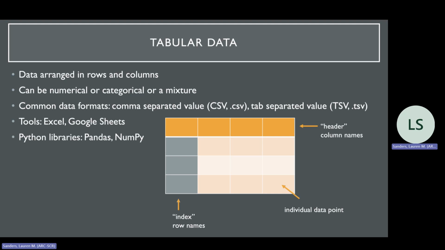But today we're going to be talking about Python libraries for coding and analyzing tabular data, and common libraries are Pandas and NumPy. I've put an example of a small table data set here in the middle of the slide, where the top row is commonly referred to as the header. These are the names of the different columns. And the first column is commonly referred to as the index. These are the names of the rows. And then each of the individual cells are individual data points from the data set.